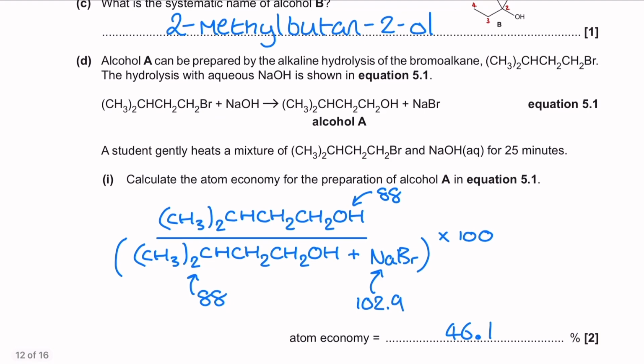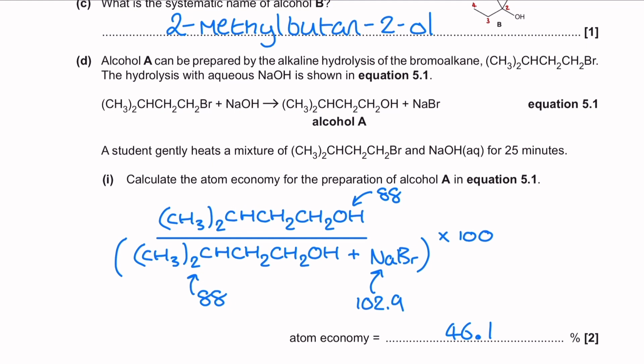Next up, little atom economy question. Alcohol A can be prepared by the alkaline hydrolysis of bromoalkane, and then you've got the formula. The hydrolysis with aqueous sodium hydroxide is shown in the equation below. There it is, and they've labelled up alcohol A.